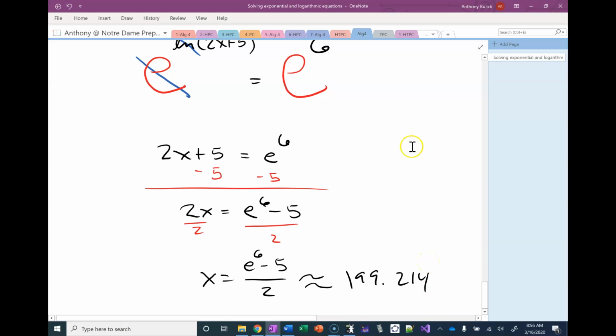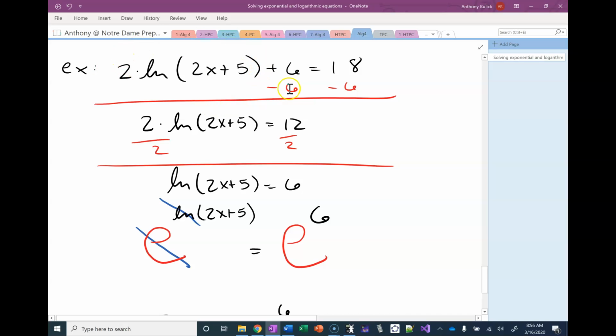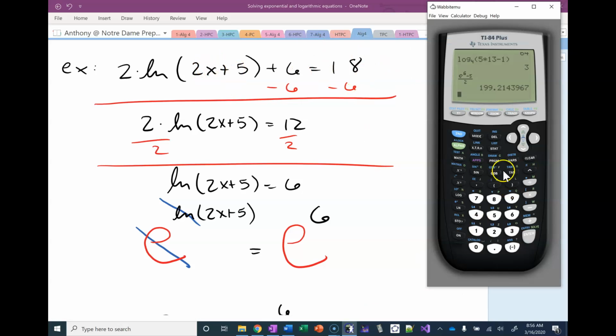And again, we should check this, and we need to check this back at the original. But notice I only have x's on one side, so all I really need to do is plug that number in for x and see if I get 18. And I'm going to do this all in my calculator because there's kind of a slick way to do this.